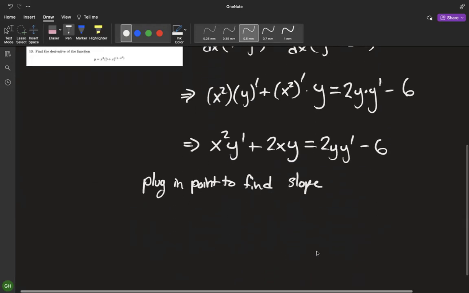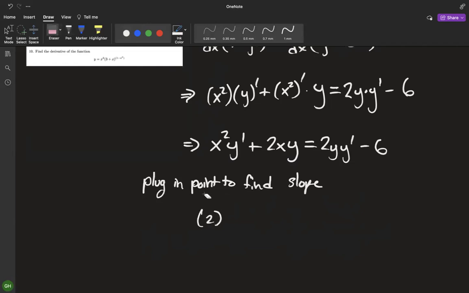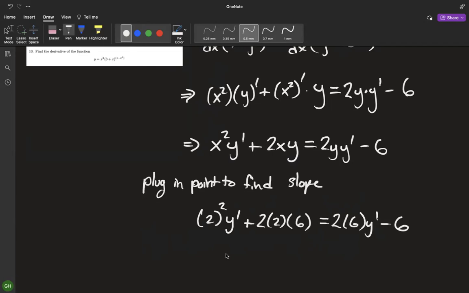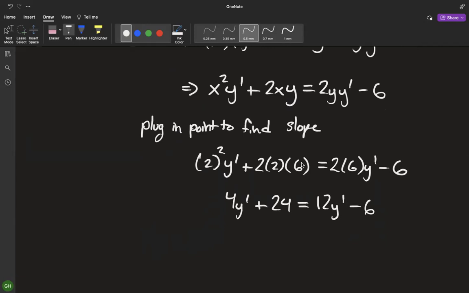So my point is (2, 6). So this becomes 2 squared y prime plus 2 times 2 times 6 equals 2 times 6 y prime minus 6. So 4y prime plus 24 equals 12y prime minus 6. So that means 30 is equal to 8y prime.